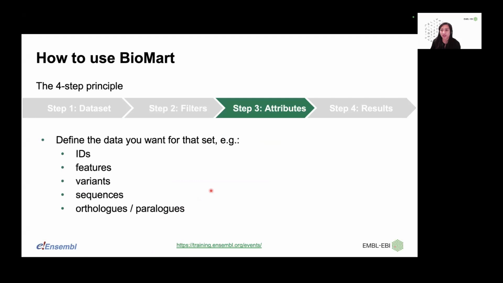So attributes, this is our third step. What you're doing here is you're defining the type of data that you want for that set. So you're selecting the attributes of your data output. So for example, you can choose if your output should have things listed like IDs, features, variants, sequences, or homologs.